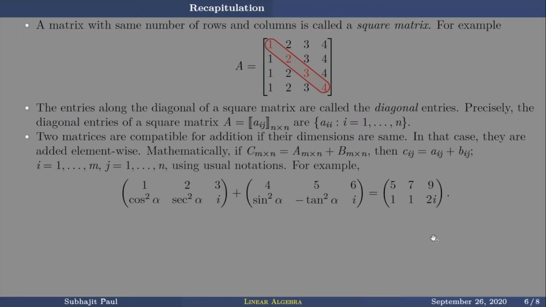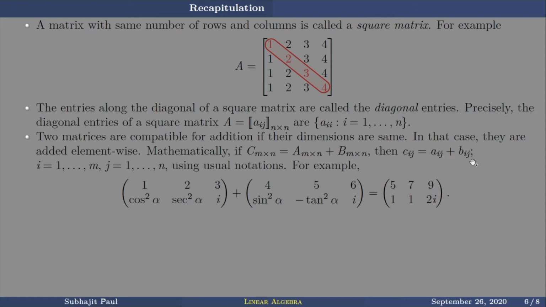Now, two matrices are compatible for addition if their dimensions are the same. That is, the number of rows is the same and the number of columns is also the same. In that case, they are added element-wise. Mathematically, if C, m cross n, is the sum of two m cross n matrices A and B, then the ijth element of the matrix C will be the sum of the ijth elements of A and B.